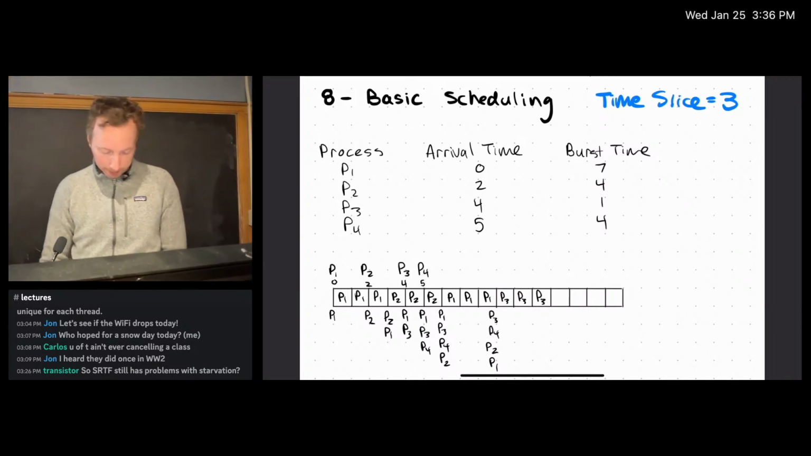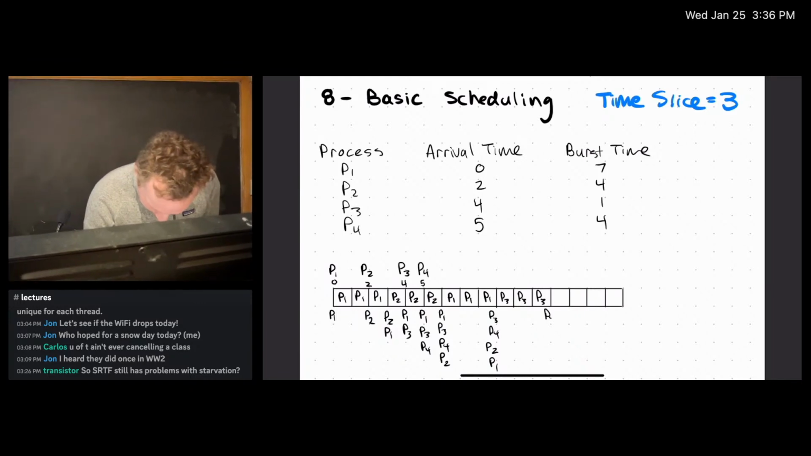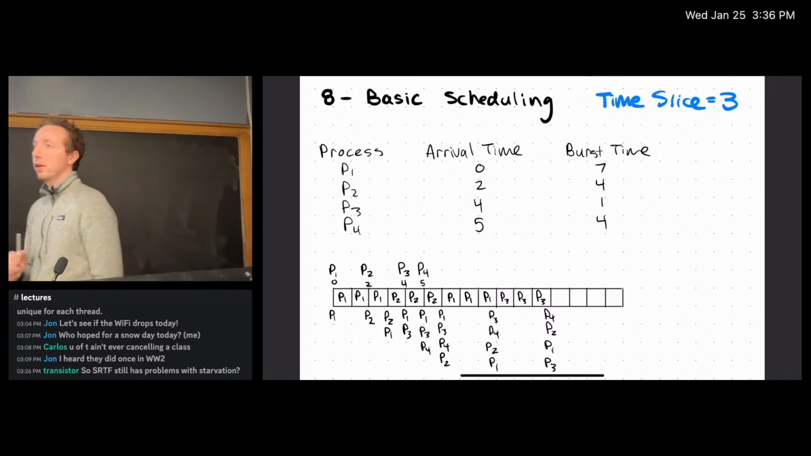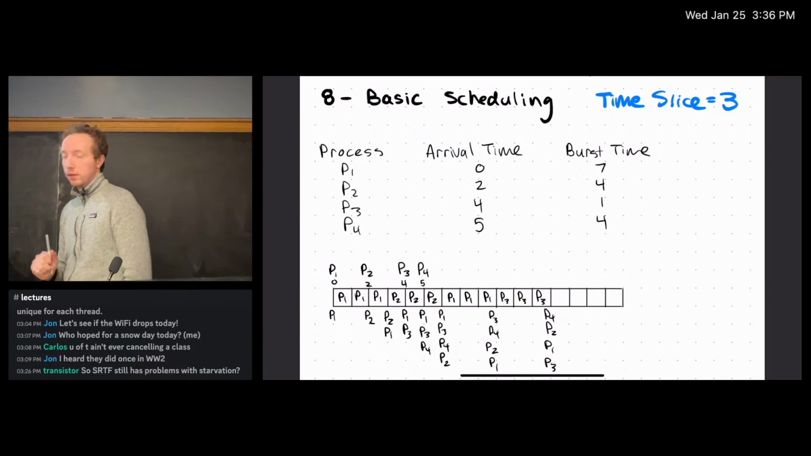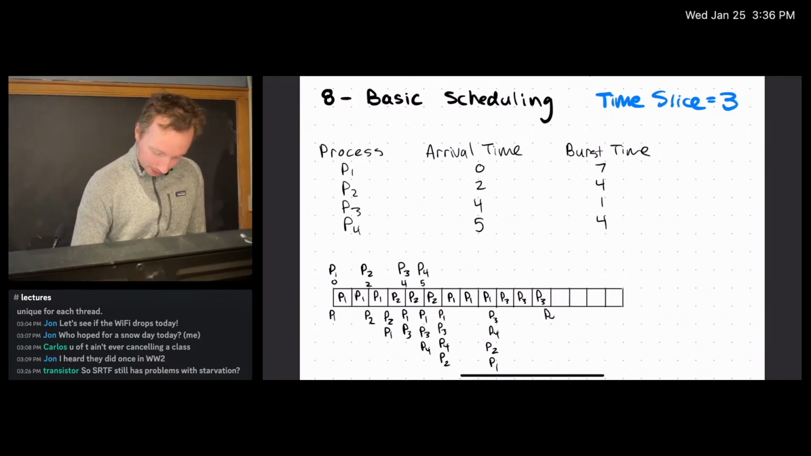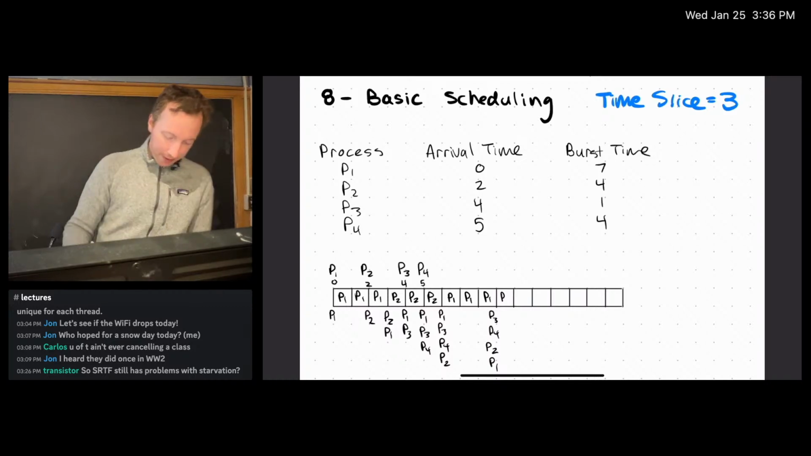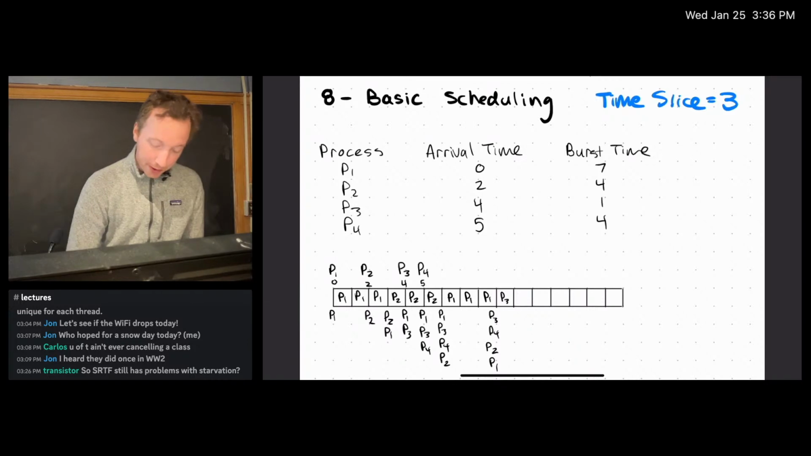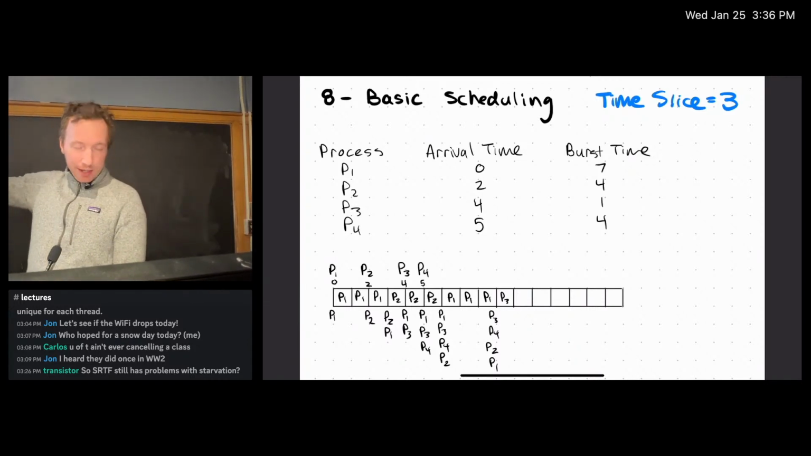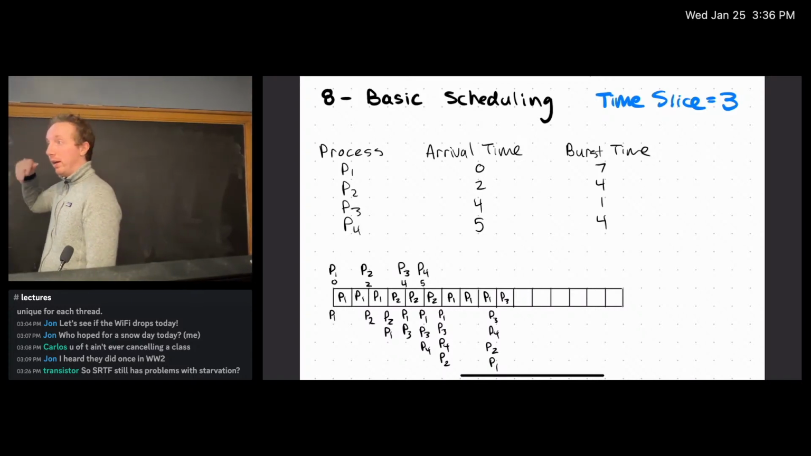Now it's done its time slice. Now our queue looks like P4, P2, P1, P3. Wouldn't P3 only run for like one time unit? Whoops, yep, I jumped the gun. Sorry. P3's burst time is only 1, so it wouldn't use its whole time slice. Thank you. So P3 only executes for 1 time unit, and it's done.